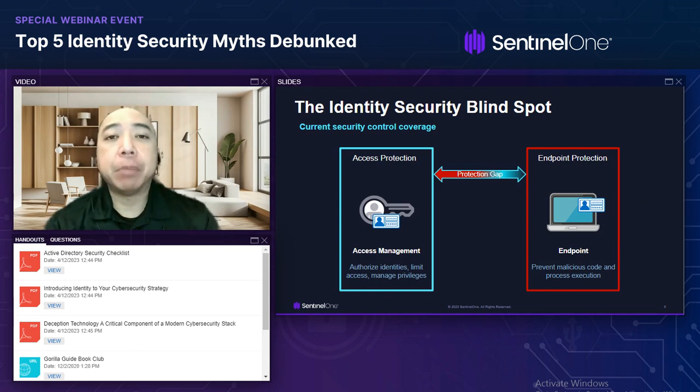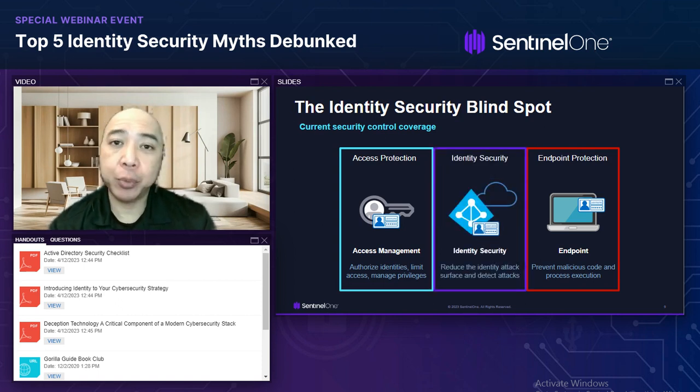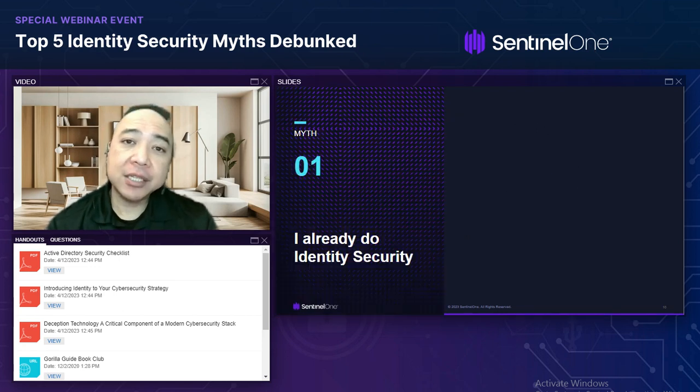So there is a blind spot in your current security control coverage, right? On the one hand, you have access protection. You manage your access, right? And so you're making sure that the right people get access to the right things at the right time. And then on the other side, you've got your endpoint protection, which is preventing malicious code and process execution. But nothing in those two security control classes actually protects identities, and that is that protection gap that is filled by identity security. So this is twofold. It's going to reduce the identity attack surface and detect identity-based attacks. So let's start getting into the myths.